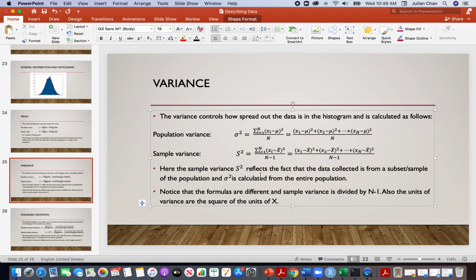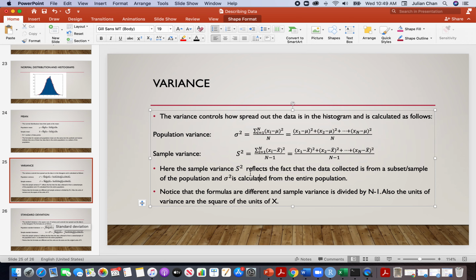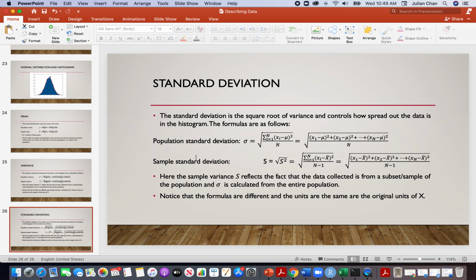Okay, s squared is called the sample variance and should be used when you have a sample of the population, and sigma squared is only used if you have the entire population. Okay, now the units of population variance and sample variance are squared units. So oftentimes we'll take the square root, and that's called standard deviation. Okay, so sample standard deviation and population standard deviation are going to have the same units that you originally started with, and they often make more sense.